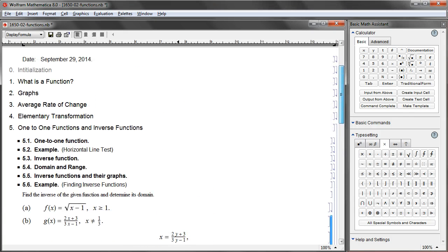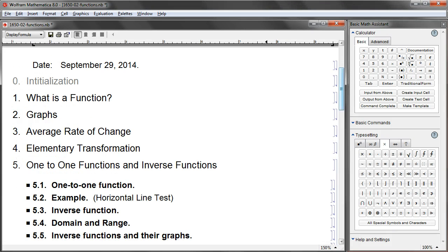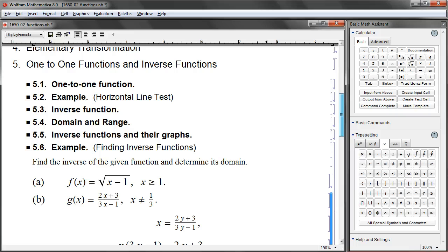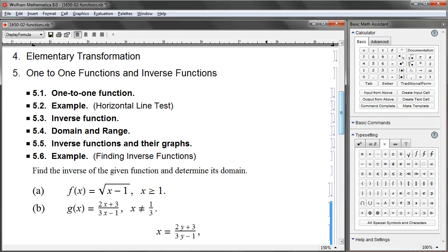So the first step is to switch x and y. y equals g of x, 2x plus 3 over 3x minus 1. So switch x and y, we have x equals 2y plus 3 over 3y minus 1. We are looking at a fraction, so it looks like I'd better increase the font a little bit. Okay, so we switched x and y.